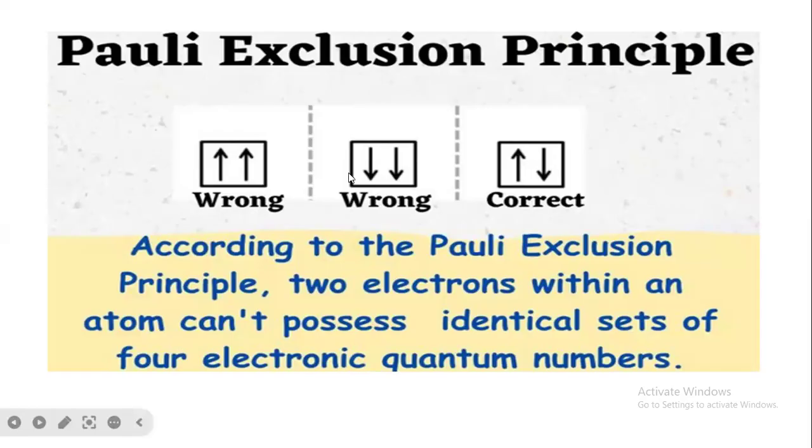In this diagram, the two electrons in the cell have the same spin quantum number, and also the same principal, azimuthal, and magnetic quantum numbers, since they are in the same cell. That is why it is against Pauli's exclusion principle. But in this diagram, the principal quantum number, azimuthal quantum number, and magnetic quantum number are similar, but the spin quantum numbers are opposite. That's why this is correct according to Pauli's exclusion principle.